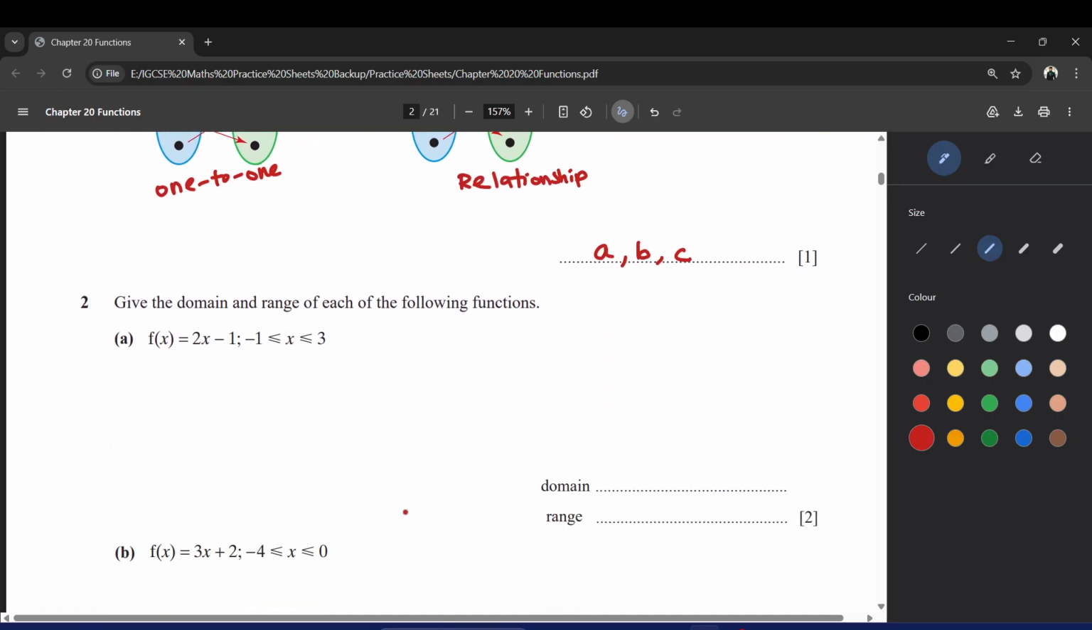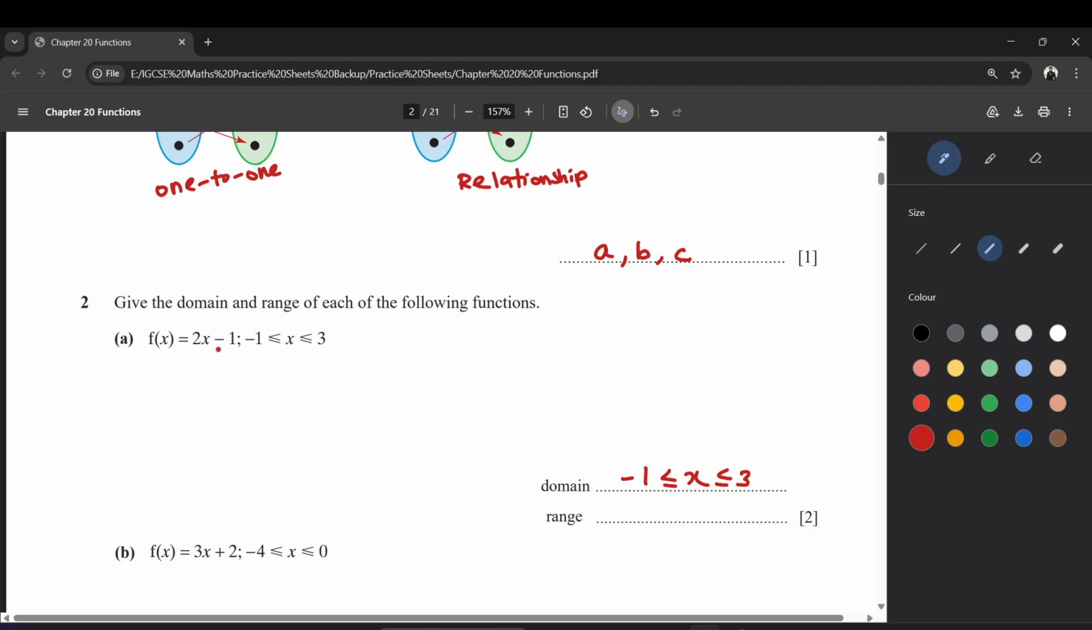Give the domain and range of each of the following functions. So this is a question that is given to you: f of x equals 2x minus 1, and x is between minus 1 and 3. Now this question tests your understanding of what we mean by domain and what we mean by range. As we have studied before, the domain are the x values. So therefore this interval that is given to you is the domain. So I'm just going to directly write this down. This is going to be my domain values.